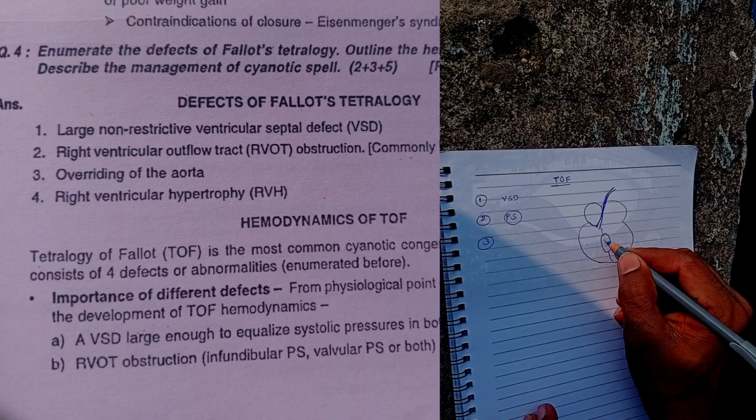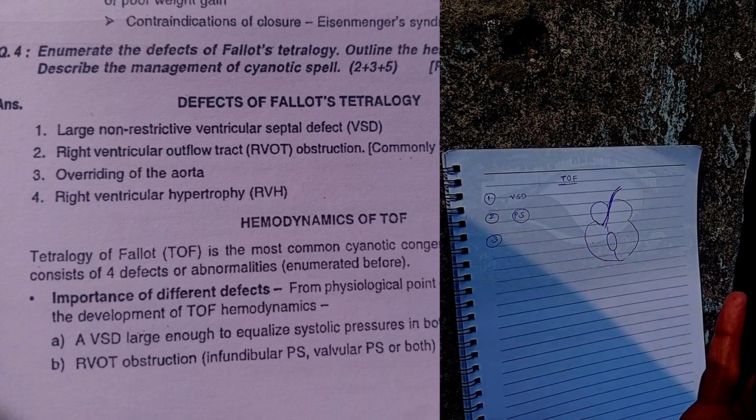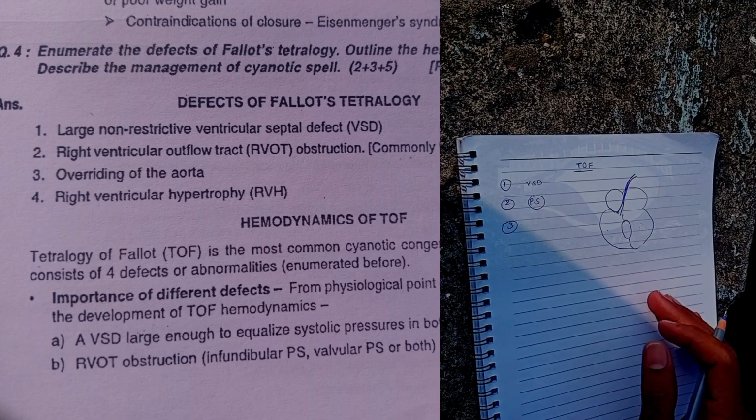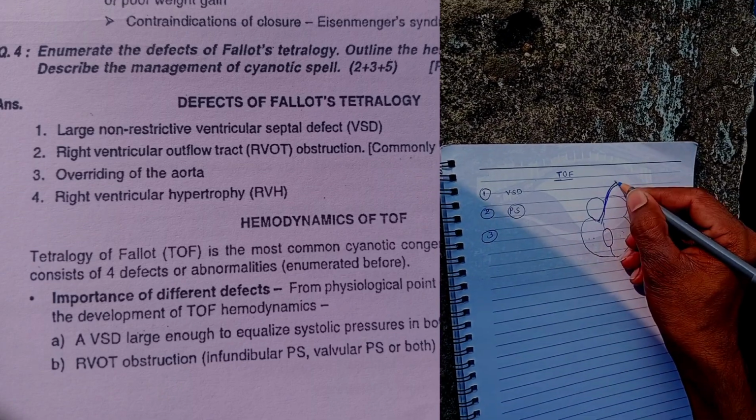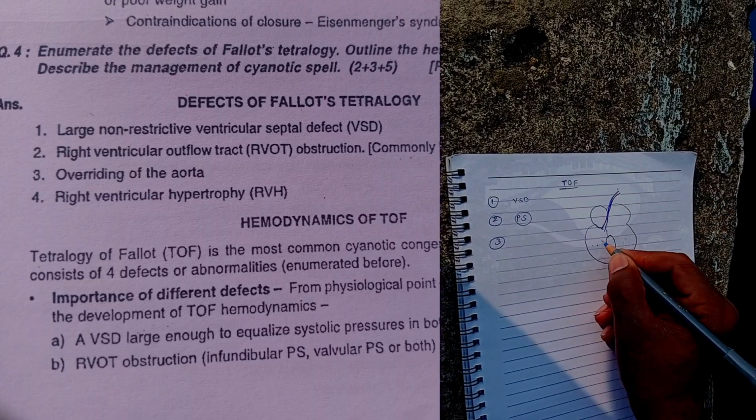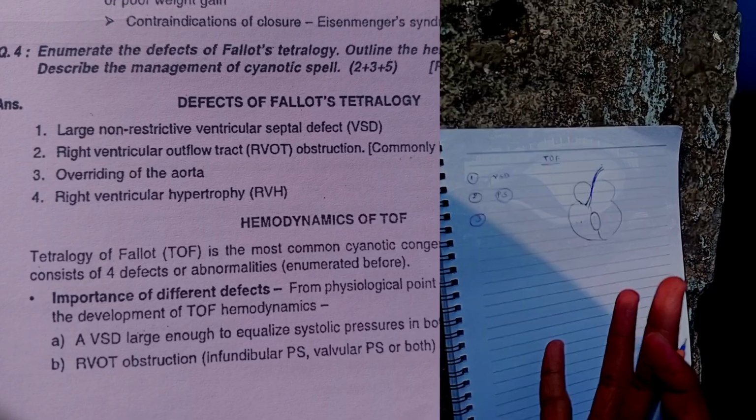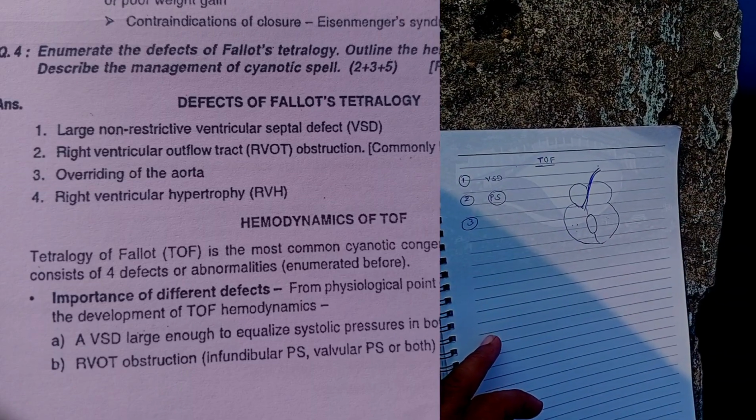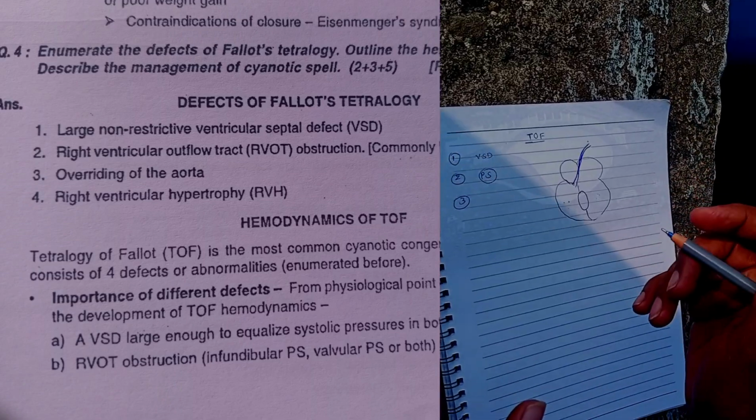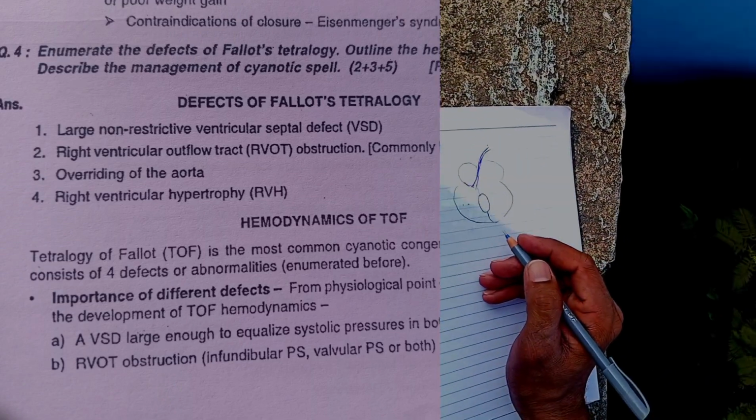Now overriding of aorta means that the aorta is directly present over the ventricular septal defect. Instead it should be present over the left ventricle ideally. So in normal people the aorta transfers blood from the left ventricle to the body. But in Tetralogy of Fallot, this overriding aorta is transferring both deoxygenated and oxygenated blood to the body. So these were the four components of Tetralogy of Fallot.